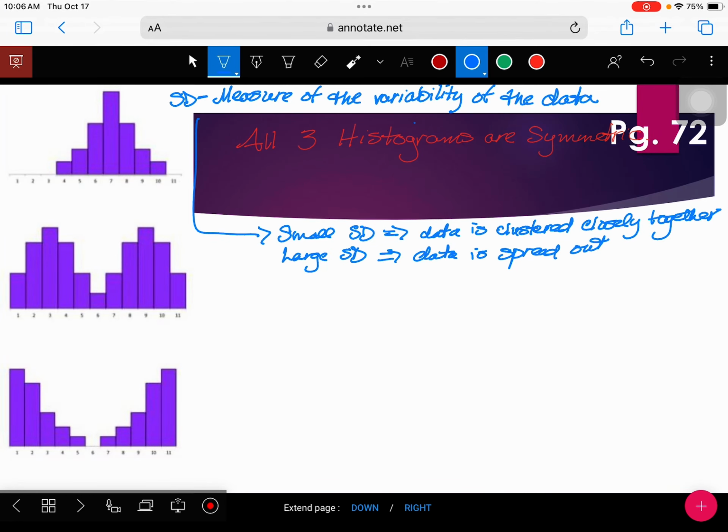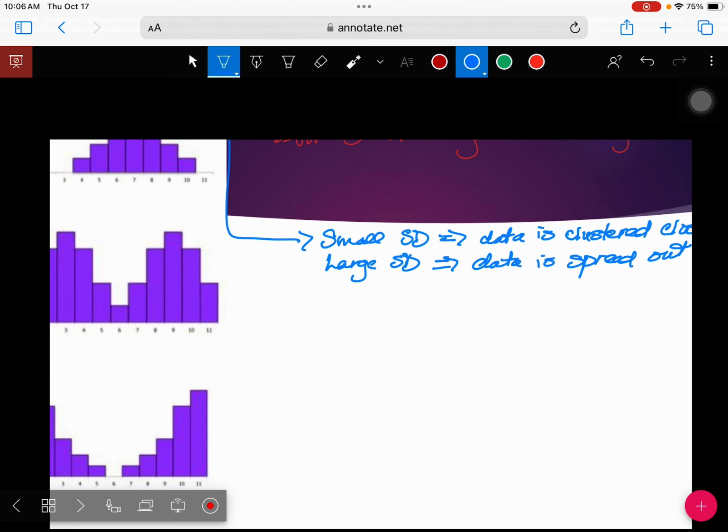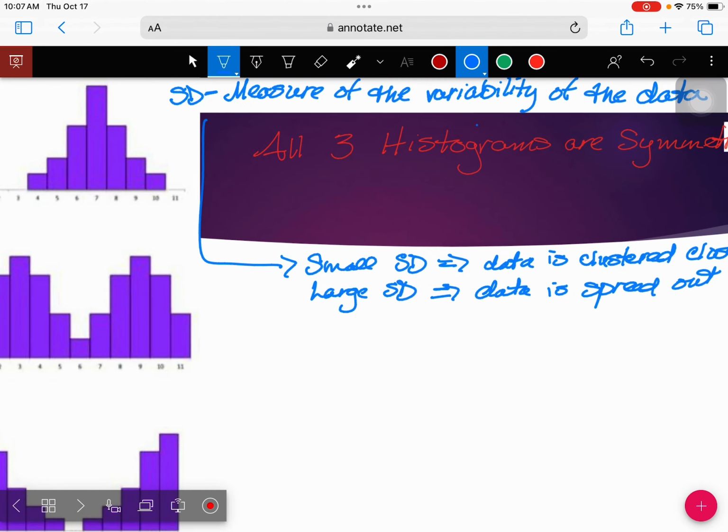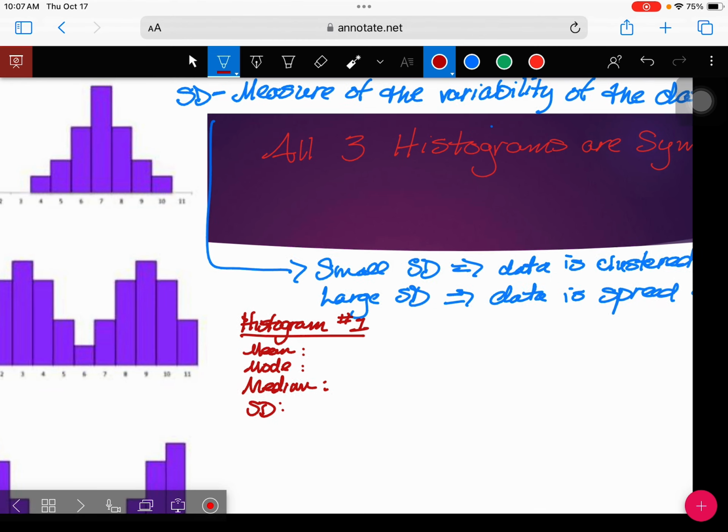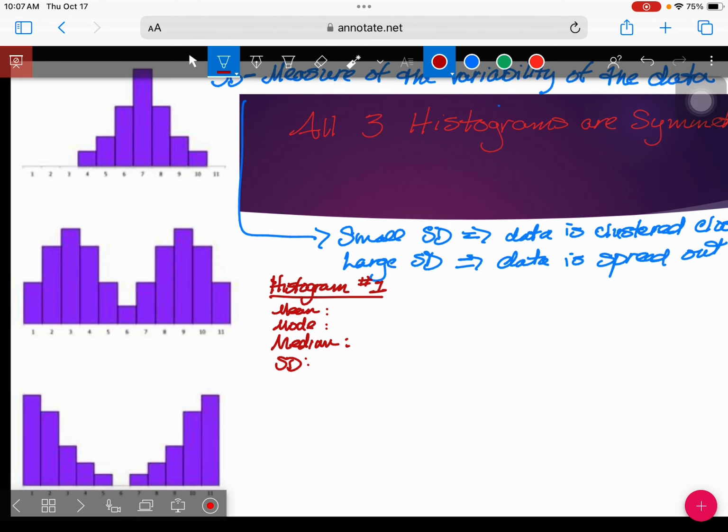At histogram number 1, which I just put off the chart, we are going to talk about the mean, the mode, the median, and the standard deviation. Okay? Just by looking at them, we are not going to calculate. Just by looking at these. And we already said that all of these have symmetry.